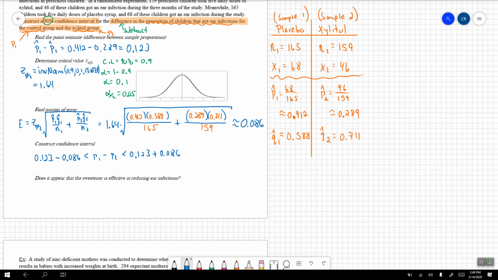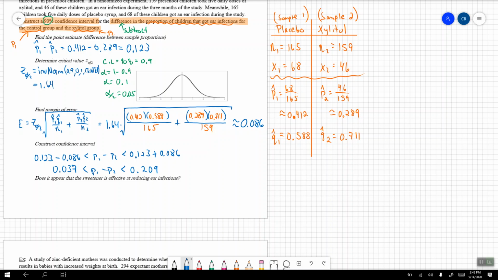There we are. So what we have at this point is this confidence interval. If we go through the calculations, 0.123 minus 0.086 gets us 0.037, which is less than P1 minus P2, which is less than... this should be about 0.209. Just change that minus into a plus, and yep, 0.209. Great. So this is my confidence interval.